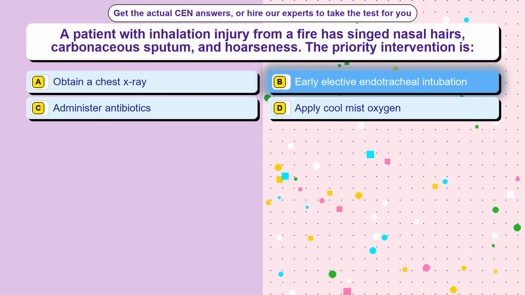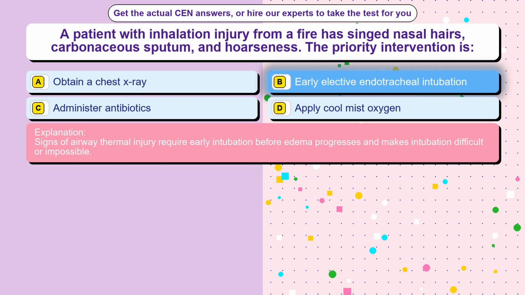The correct answer is option B, early elective endotracheal intubation. Signs of airway thermal injury require early intubation before edema progresses and makes intubation difficult or impossible.